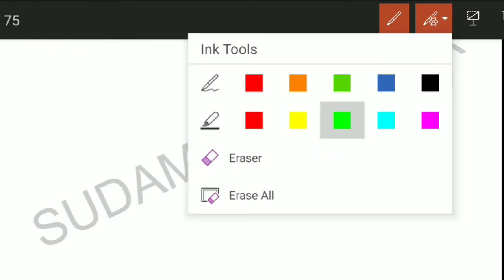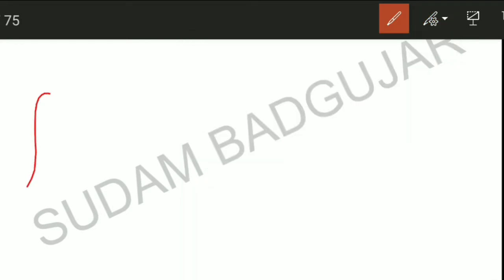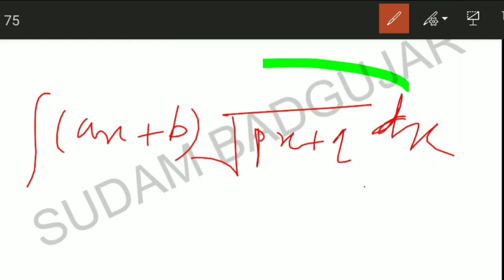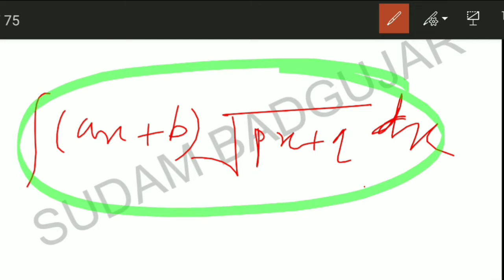Now in this type, it is integration of linear into under root of linear, or integration of any polynomial, means polynomial of any degree into under root of another polynomial of degree anything, not only linear, maybe 2, 3, 4, whatever may be. How to integrate such a type of function?